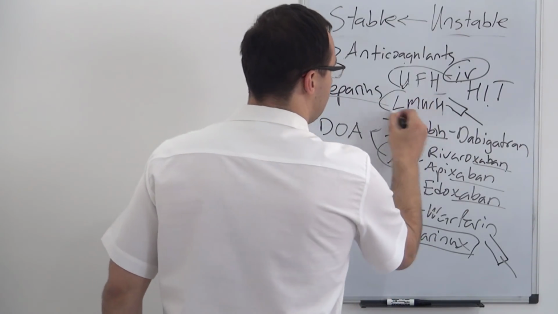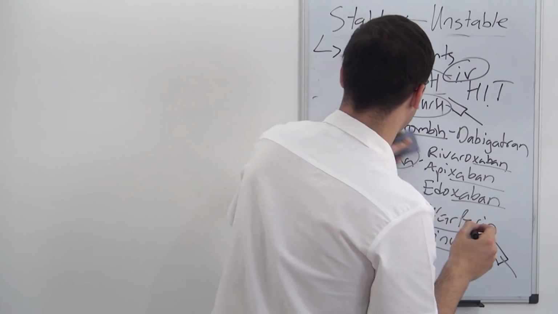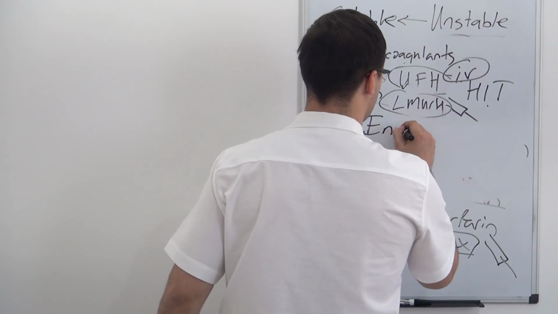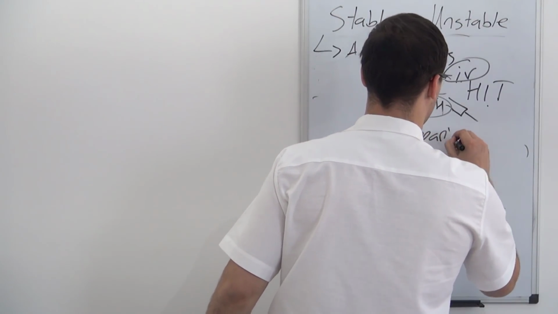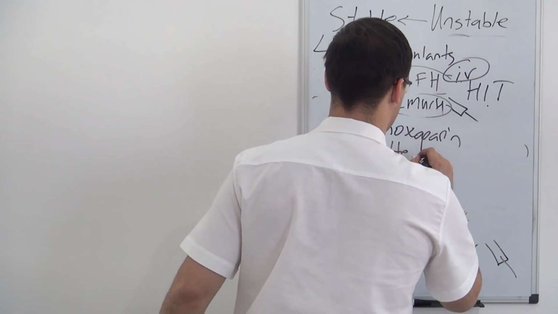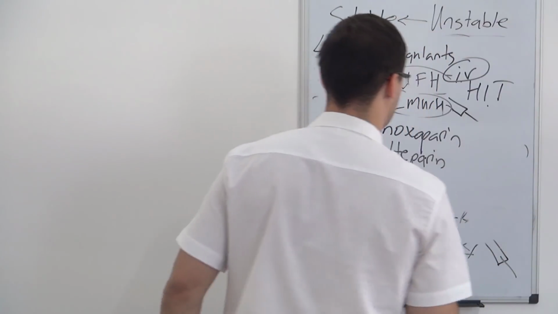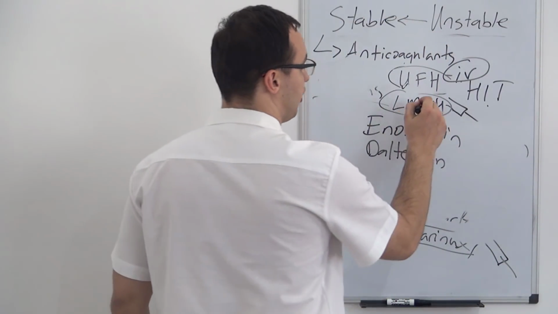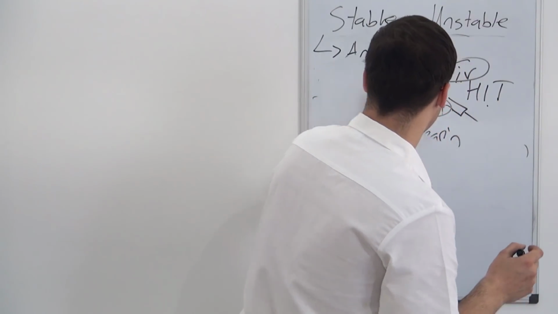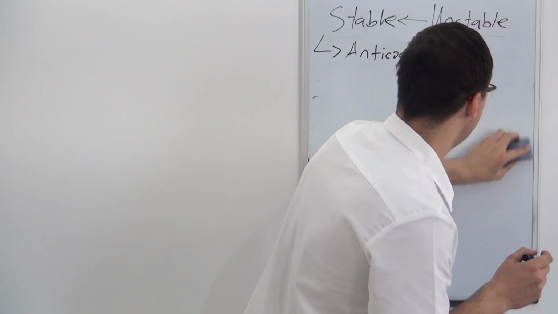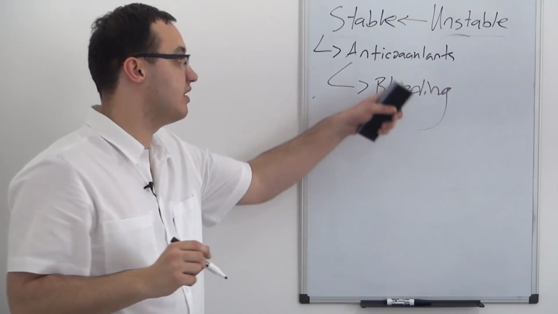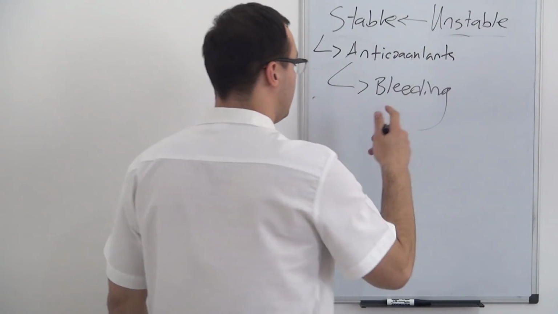Let's mention two names of low molecular weight heparins. You have enoxaparin and dalteparin. These are low molecular weight heparins. Good. Which medication has an antidote? Why is it important to have an antidote? Let's say you give these anticoagulants and then you can get bleeding because you're anticoagulating. Then we need to give an antidote.